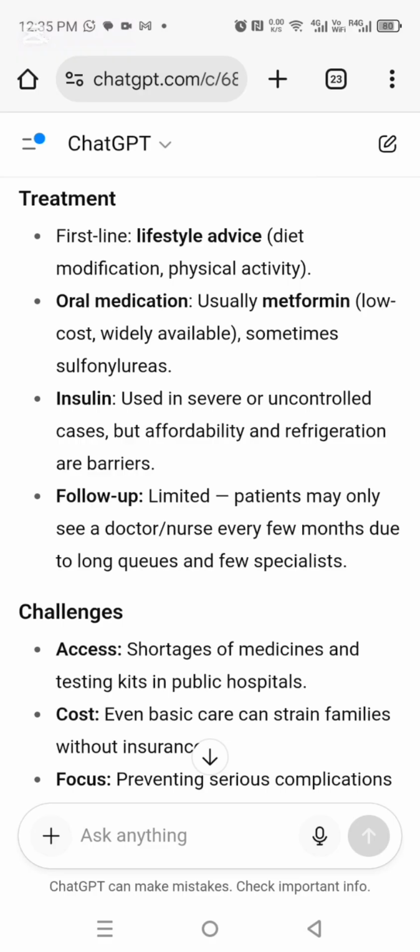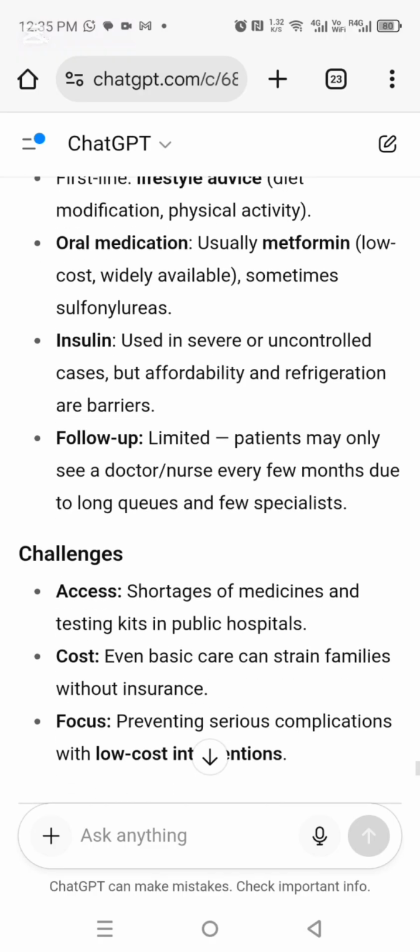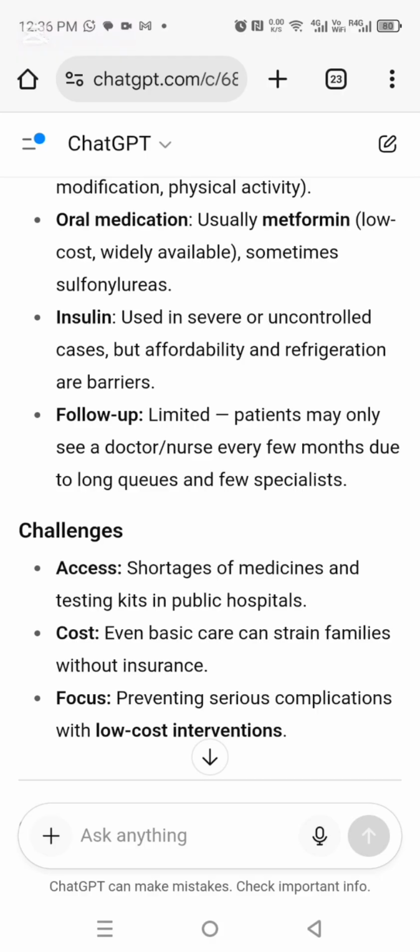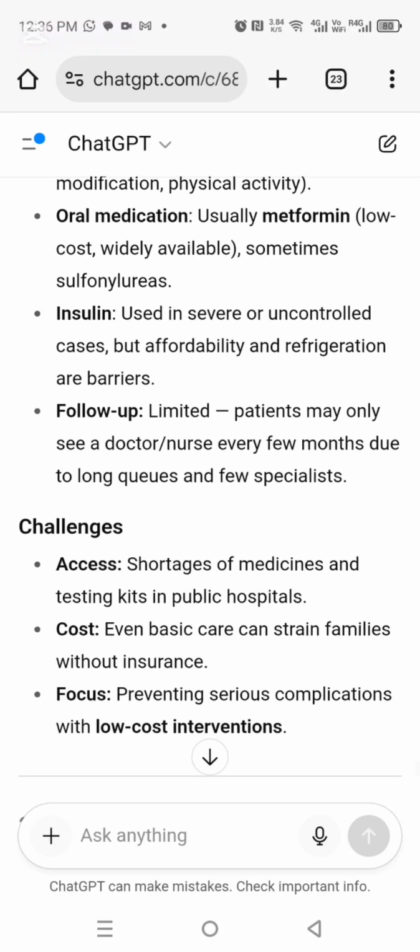Again, not everyone can afford a fridge. Follow-up is limited. Patients may only see a doctor or nurse every few months due to long queues and few specialists, and sometimes they don't even have the means to get to the hospitals. Challenges: shortages of medicines and testing kits in public hospitals. Cost: even basic care can strain families without insurance. Can you imagine? The focus: preventing serious complications with low-cost interventions.